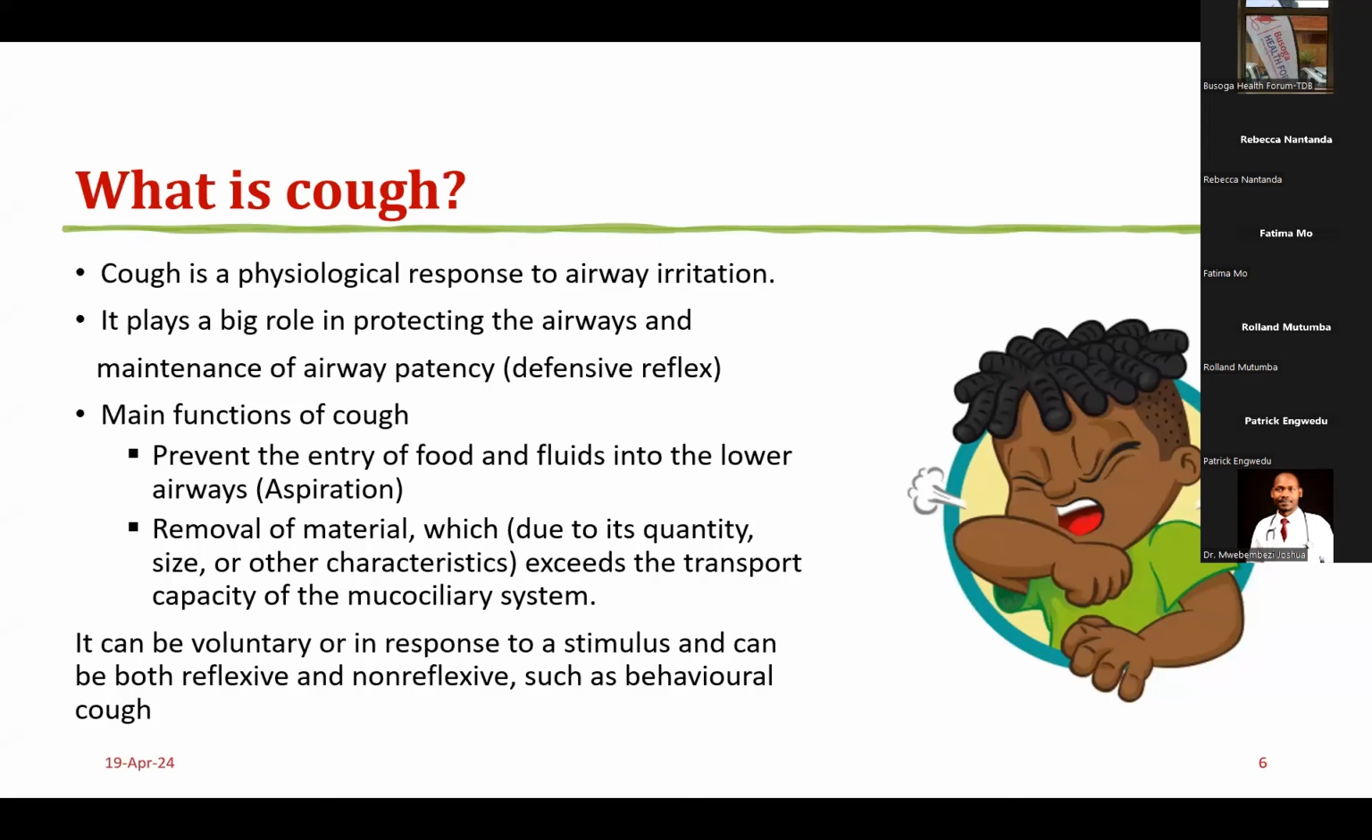Where particles, whether it's dust or any other particle, have entered the airways, cough helps us to remove these materials, especially if they are in such amounts that the mucociliary action of the airways is not able to take care of them. So somebody starts coughing to get rid of those foreign materials. It is usually a reflex, and this can be voluntary or in response to a stimulus. That's why we say that it's both reflexive and non-reflexive. And the non-reflexive one is where we commonly have what we call the behavioral cough, which I'll discuss later.